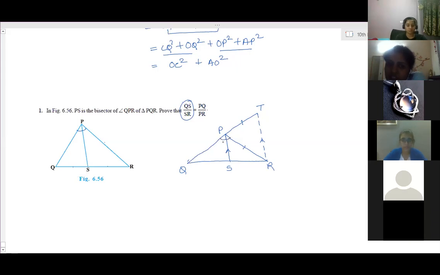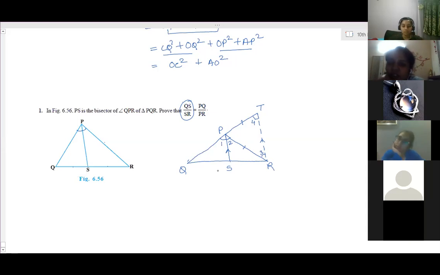It is already given that these angles are equal. So consider them as 1 and 2. Now consider this as 3 and this one as 4. Now we have PS and TR parallel. So angle 1 and angle 4 are equal. Reason? Corresponding angles. Angle 2 and angle 3 are equal. Reason? Alternate interior angles.